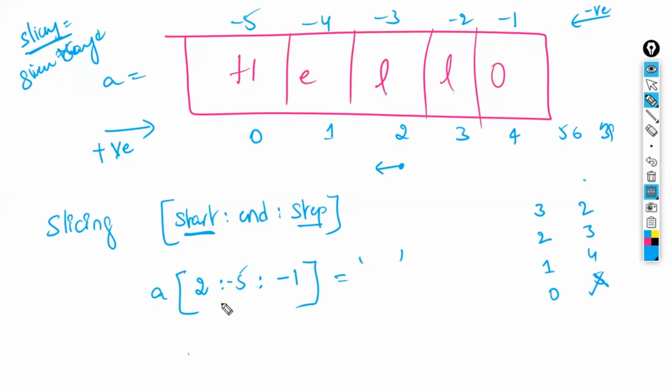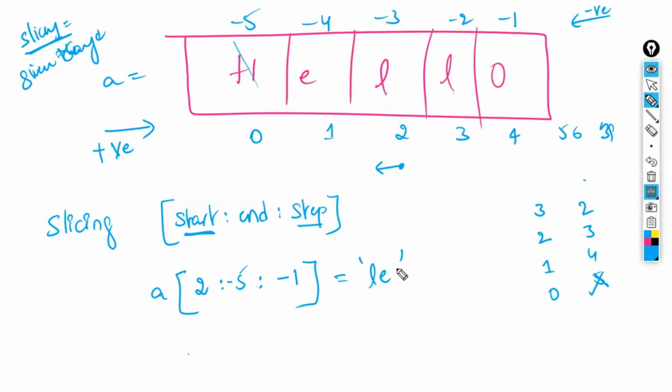Again, is minus 5 there? Yes, minus 5 is there. From the starting point L to minus 5, minus 5 should not be included. That means what is the answer? L-E. This is the answer. Is that clear? That is with respect to slicing. Right?